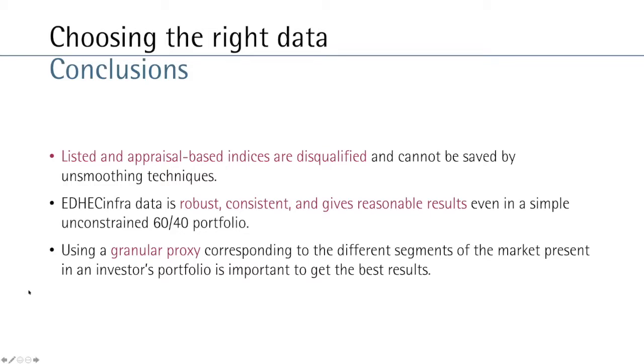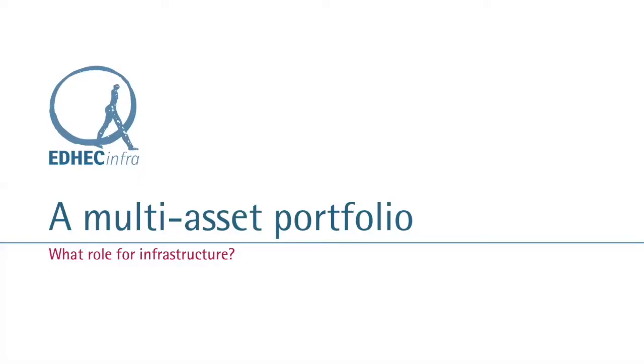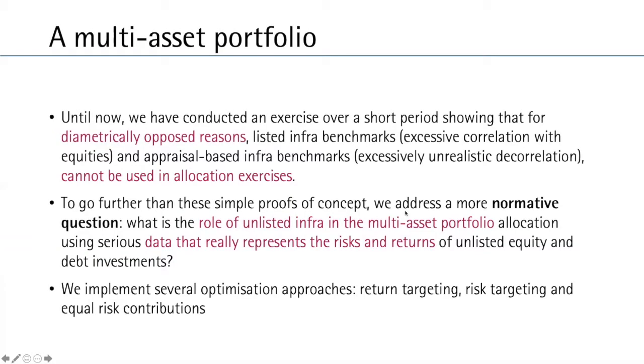Thank you, Frederick. I'll take over the screen now. All right, so far we have concluded that listed infra and appraisal-based indices should not be used for asset allocation exercise. And as Frederick mentioned, there are completely opposite reasons for this. With listed infra benchmark, we found a very high correlation with equities, and with appraisal-based infra benchmarks, we found a very low correlation with both equity and bonds. So clearly, these are not the suitable proxies to use.